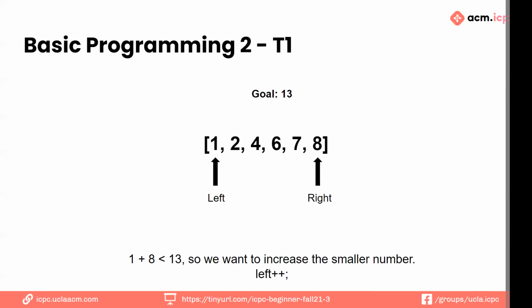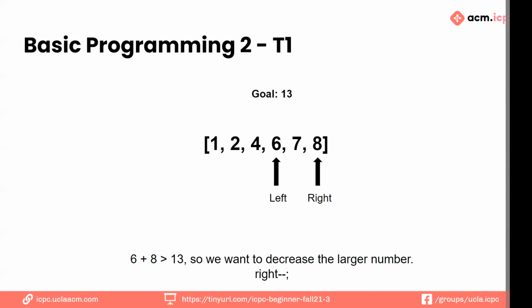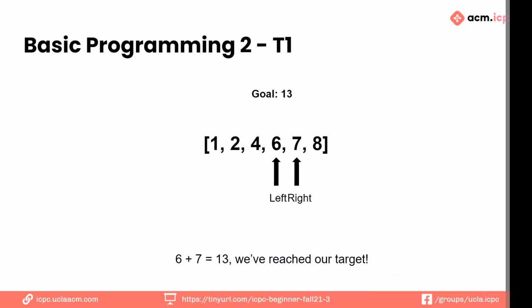Now, you notice that 1 plus 8 equals 9. It's smaller than 13, so we want to increment the left pointer and move it one slot to the right. Now 2 plus 8 is still smaller than 13, so we move the left pointer one slot to the right again. 4 plus 8 is still smaller than 13, so we do the same thing again. Now 6 plus 8 equals 14, which is greater than 13. So now we want to decrease the larger number and move the right pointer one slot to the left. As you can see, we get 13, and that is our final target.